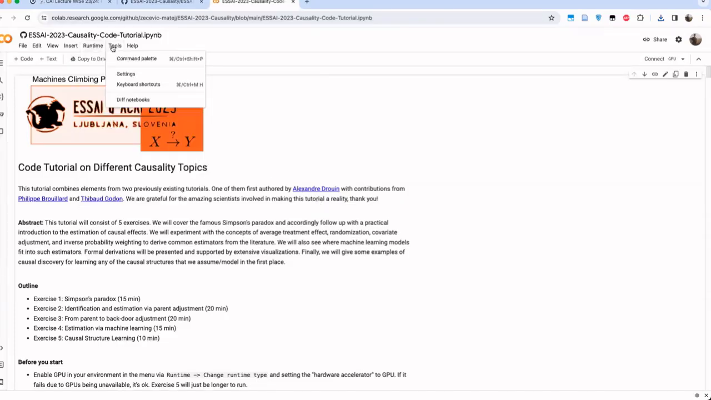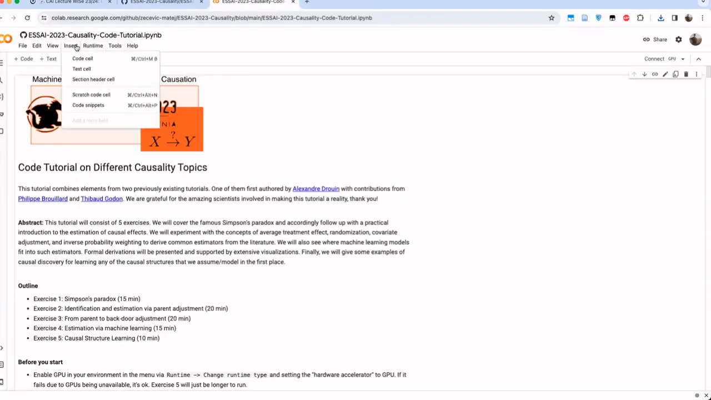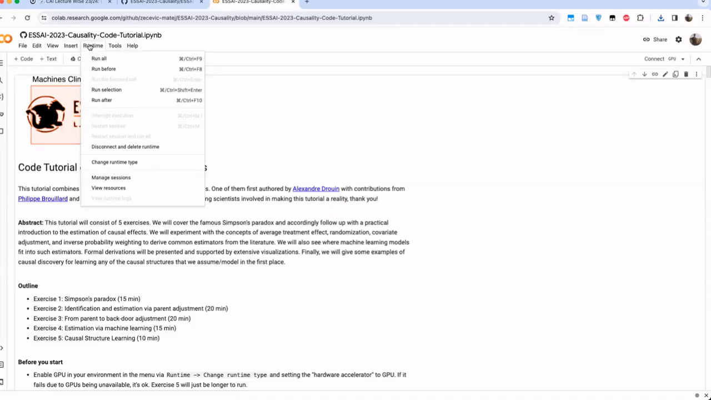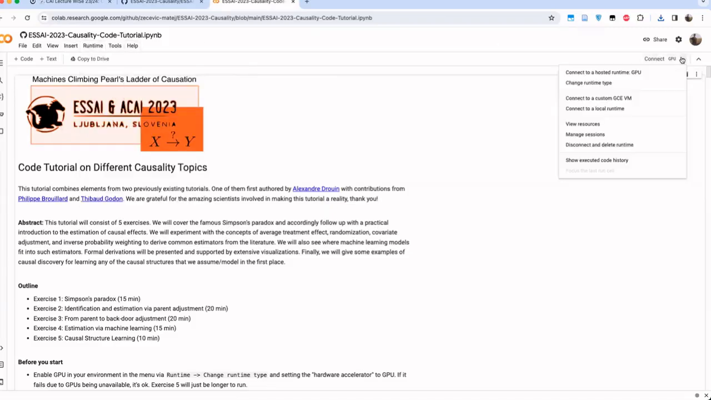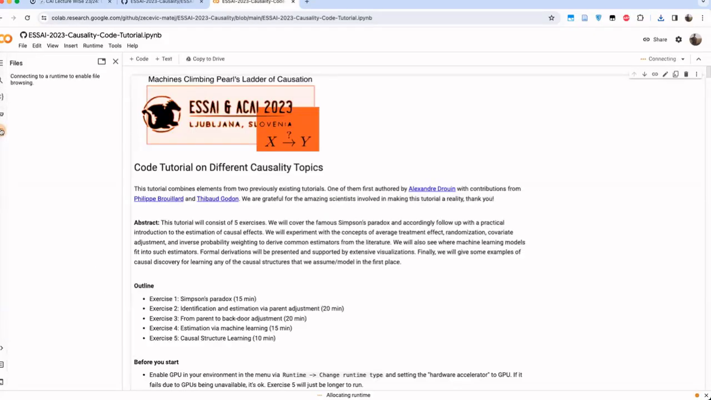As you can see, there should be something regarding the runtime settings. So here, for example, it's showing now with the GPU. That's fine. It's going to be just a little bit quicker. Here are the files. We're just waiting.